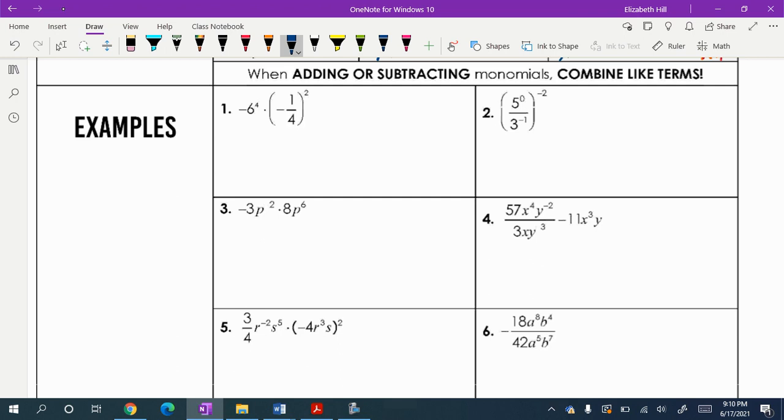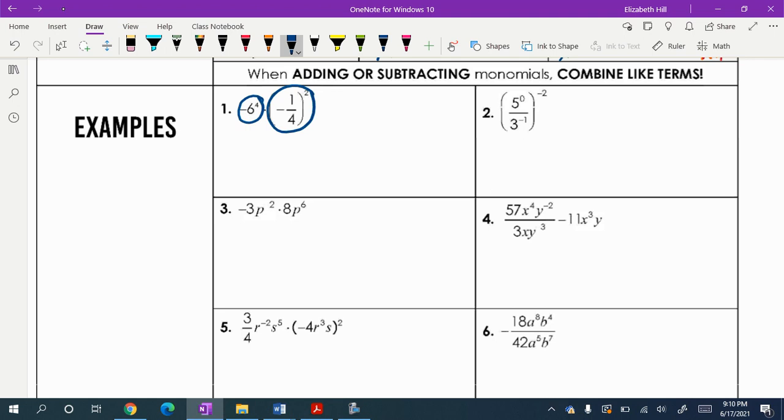So I've got negative 6 to the 4th power times negative 1/4, and we are going to square that. So, order of operations type stuff here, we are going to be working with these powers. Now, negative 6 to the 4th power, when we look at that, right, that's negative.